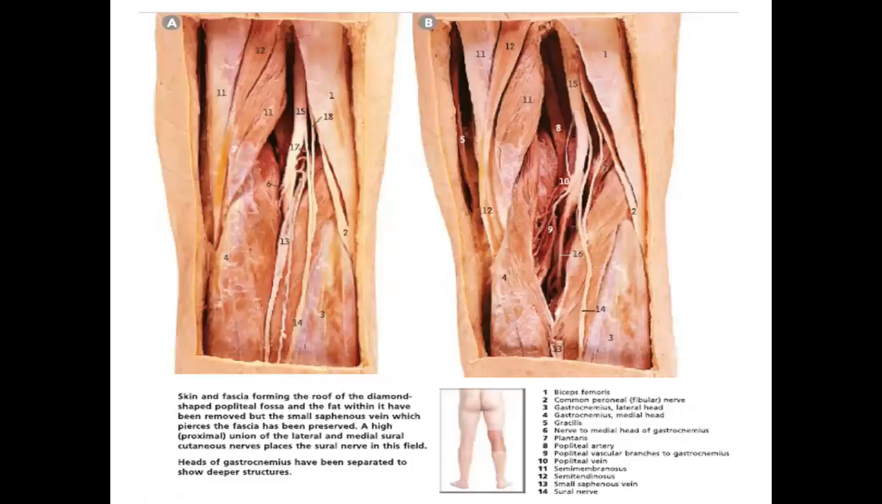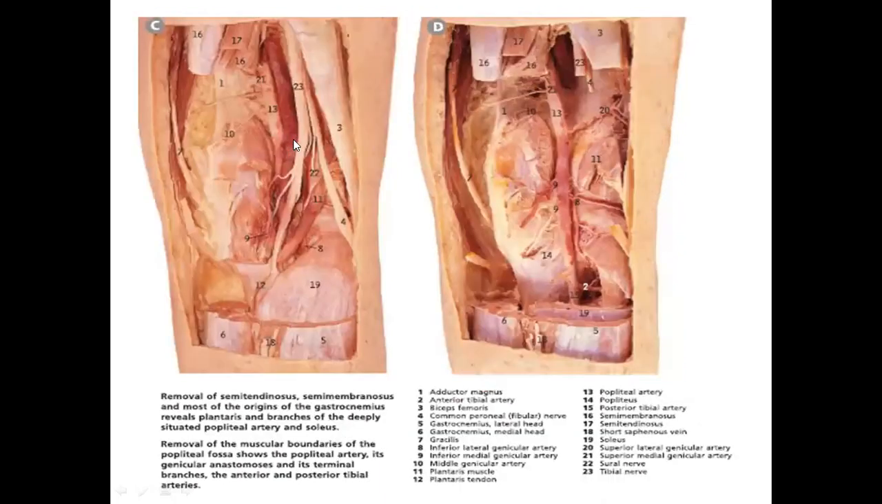Now, this is a dissected specimen taken from a book. As you can see here, this is just to show you the different boundaries and the different contents. So in this diagram, you can see this muscle. This is the semimembranosus. This one is the semitendinosus. Here you can see the biceps femoris. Lower down, this is the gastrocnemius, the medial head, and this is the gastrocnemius, the lateral head. And these are the different structures which you see that form the content of the fossa.